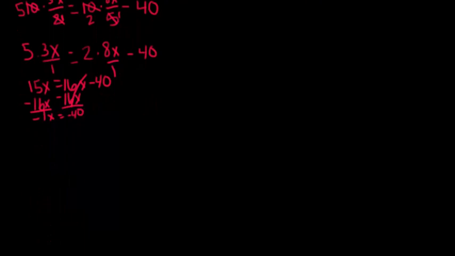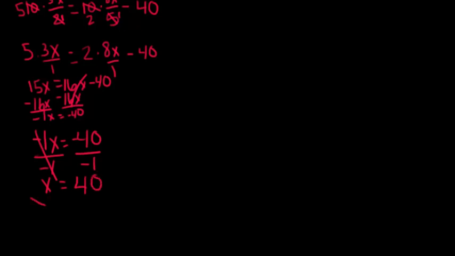Now I'll write this a little bigger: negative 1x is equal to negative 40. We want to have x by itself. So whatever is being done to x, we want to do the opposite. It's being multiplied by negative 1, so we will divide by negative 1. Whatever you do to one side, do to the other. That cancels that out and gives us x by itself. Negative divided by negative is a positive. So 40 divided by 1 will be 40. So it's positive 40.